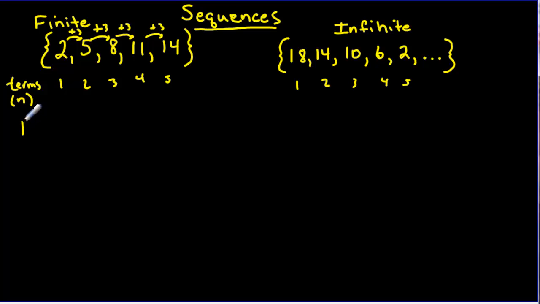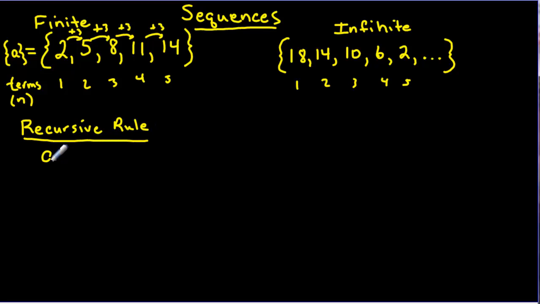We're going to write something called a recursive rule. These are the easiest type of rules to write. For the recursive rule, normally we use the letter a to represent a sequence, and these individual items in the list are subscripts on that. So this would be a sub 1, a sub 2, a sub 3. If we write a recursive rule for this sequence, we've got to start the process. So a sub 1 is equal to 2.